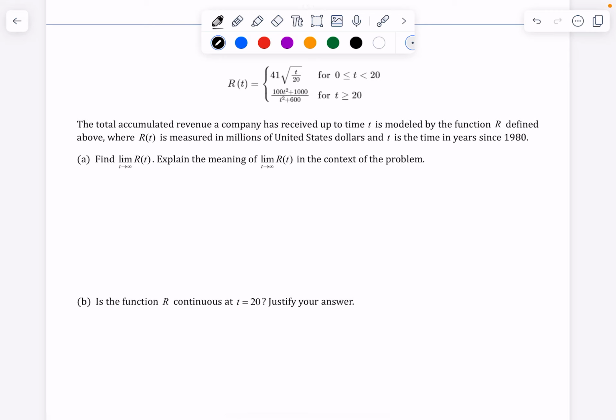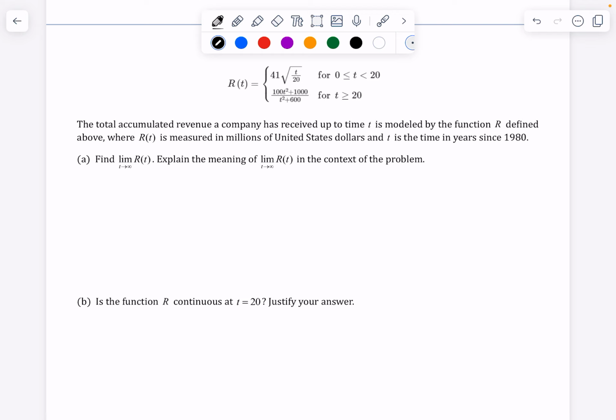For the second free response question, we're once again given a piecewise function, and this time it's put into a real-world scenario. We're told that the total accumulated revenue that a company has received up to time t is modeled by the function r defined above, where r of t is measured in millions of US dollars and t is the time in years since 1980.